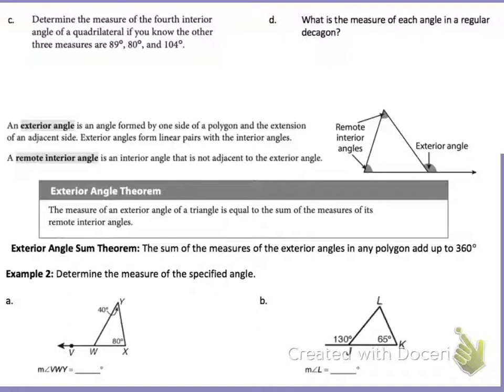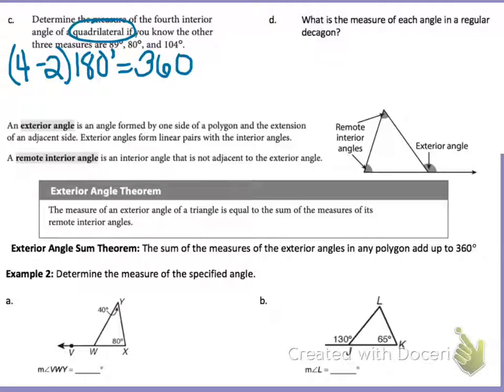Example C says to determine the measure of the fourth interior angle of a quadrilateral if you know the other 3 measures. Quadrilateral means 4-sided. That means we have 4 minus 2 times 180. That would be 2 times 180, which is 360 degrees. So that one might be one you already know too. Quadrilaterals we study a lot, and so it's kind of common knowledge that their angles all add up to 360 degrees.